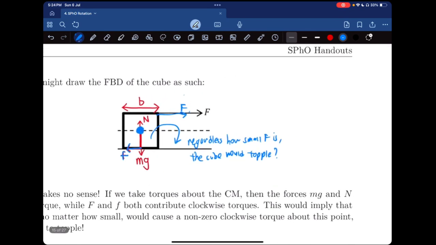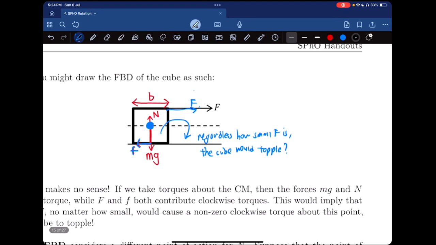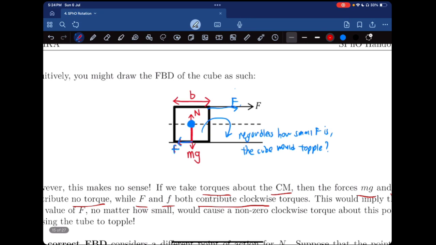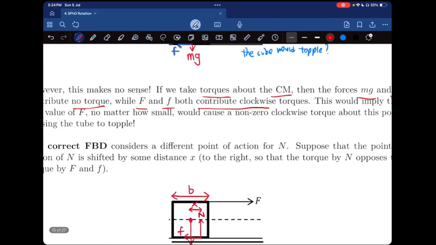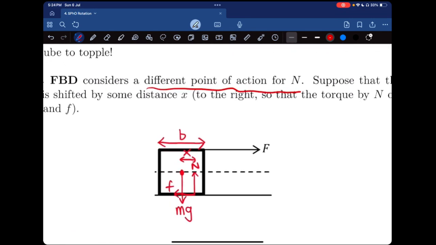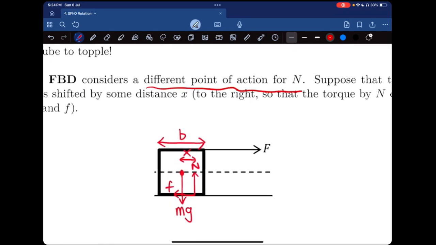So here we see the same thing. If we take torques about the CM, the forces mg and n contribute no torque, F and f contribute clockwise torque, and this will imply that big F can be as small as you want, which is clearly wrong. The correct way to draw the free body diagram is actually to shift the point of action for n. You can see here that the point of action is no longer such that n passes through the center of the cube. Now n is here and F is here.